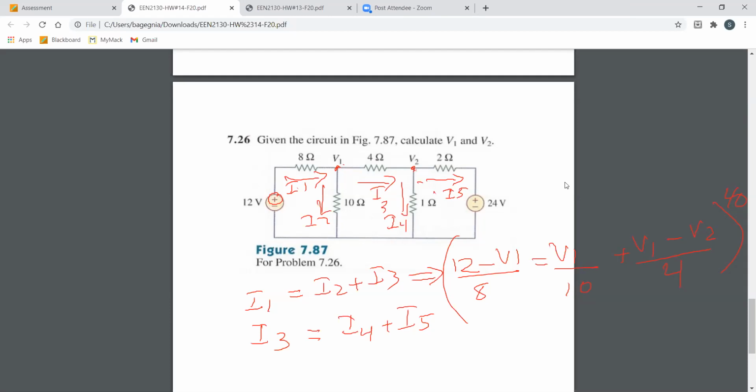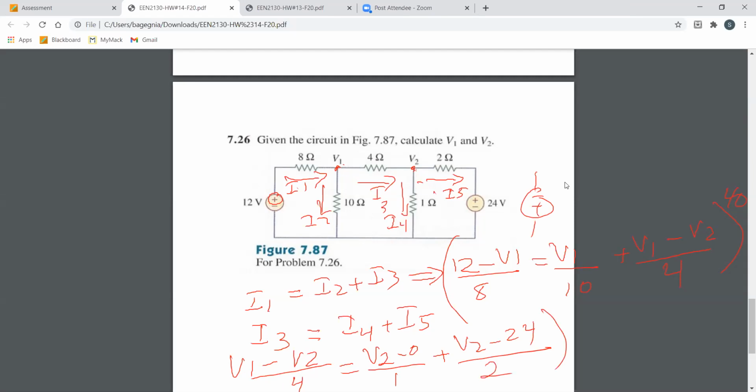So I3 will be V1 minus V2 over 4. And I4 will be V2 minus 0. Sometimes I put the 0 just to remind you that that is a 0 when we apply the rules, plus V2 minus 24. Again, if the polarity was flipped, then it will be minus minus. Minus times 1 will be a plus 24.